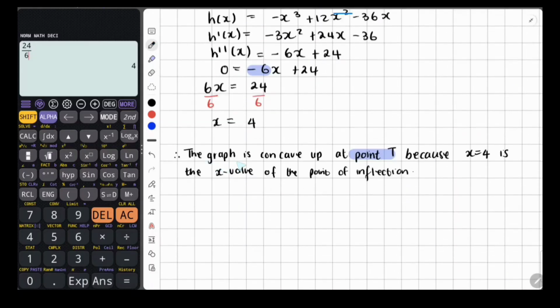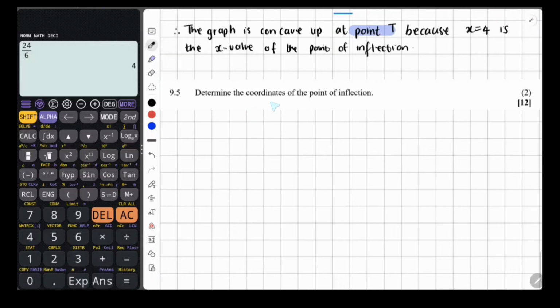So it just means that the graph is concave up at the point t, because x equal to 4 is your x value of the point of inflection. And you can see it did not go past that x value. Okay, and then 9.5 is determine the coordinates of the point of inflection.